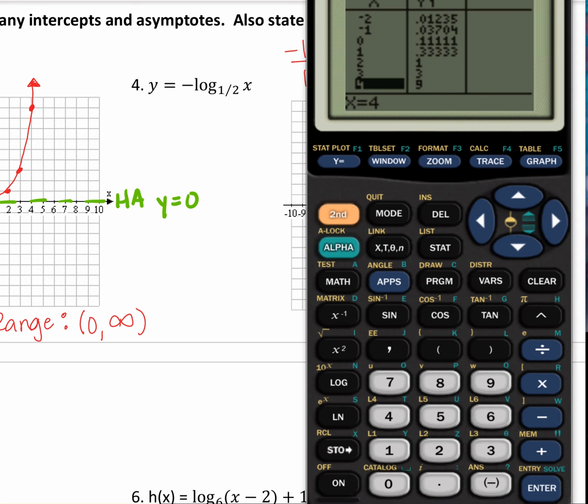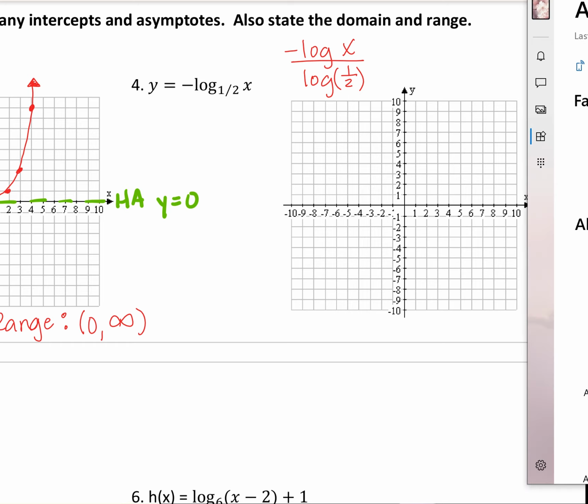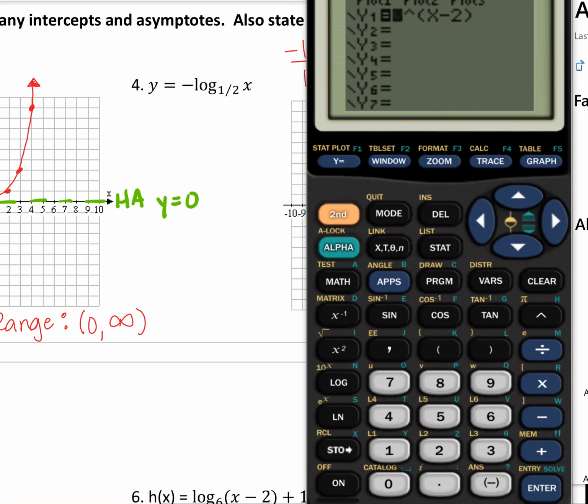So we're going to go to y equals. Sorry guys, trying to fix this for you. We're going to go to y equals. We're going to put in negative log of x divided by log 1/2, close out my parentheses. All right, so we're going to take a peek at it first of all.